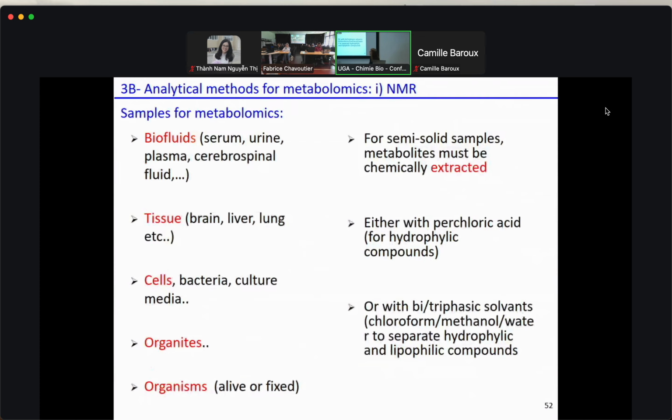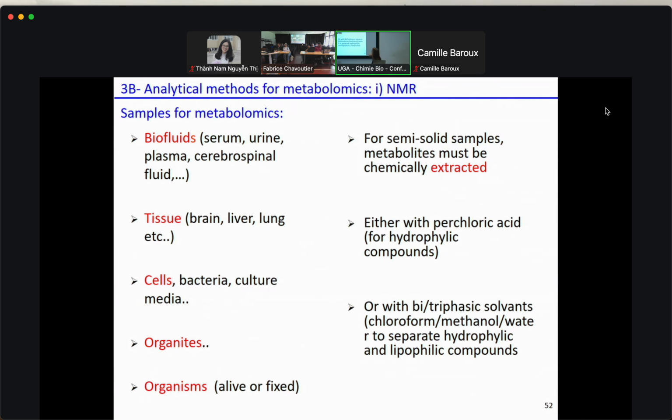So for metabolomics, there are several different samples which can be studied. Biofluids, so these are liquids, but also tissues: brain, liver, lung, etc. Cells, bacteria, etc. Organoids. And high resolution NMR: you can only have high resolution NMR, with very sharp peaks, with liquids.